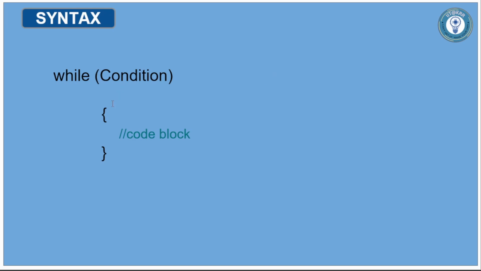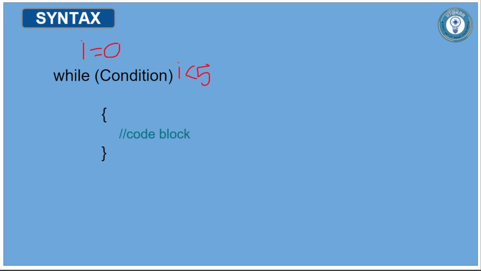But in the while loop, only we define the condition. We don't initialize the value and increment the value. Let me initialize a value i equal to 0 outside the loop, and I define the condition i less than 5. So here we are not incrementing any value. So the value of i stays 0. So this condition will be true always. So this block of code will get executed again and again. So it will create an error.